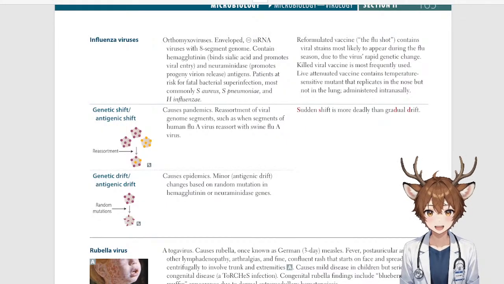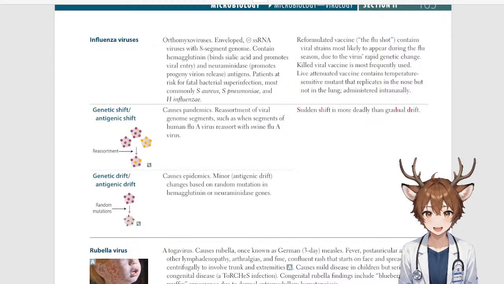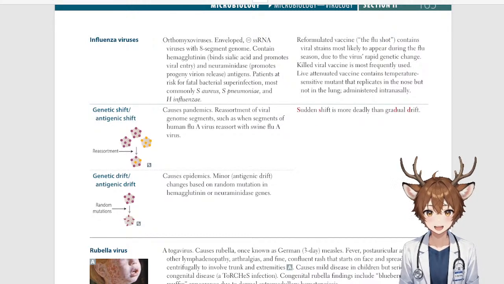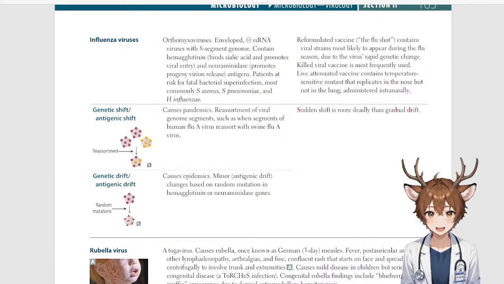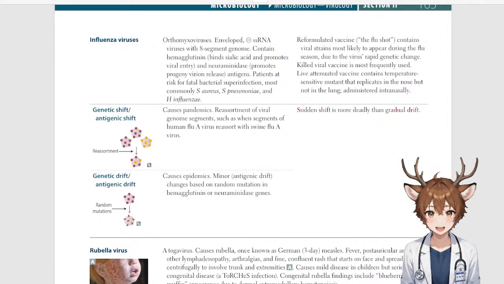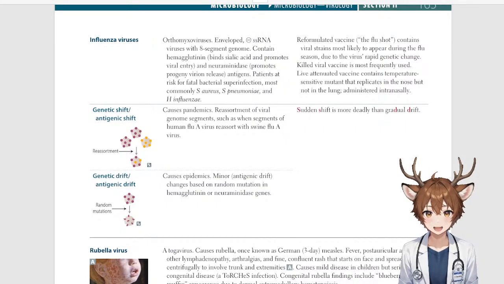The drift is just mutations and stuff like that you would see endogenously in that population, but shift is when you actually take up DNA from a different, separate population. Swine flu is an example of that, where it starts picking up DNA from another virus that's not necessarily part of the human influenza virus population.